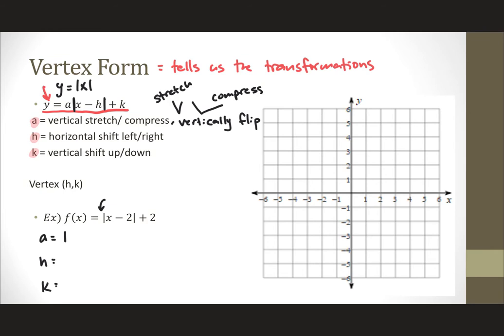Now we come to H and K. H and K are the easiest to spot and the easiest to move, but you have to be careful. Let's go K. K is the absolute easiest. It's just right there. Ta-da. K is 2. This means we are going to have a shift up. The whole graph is going to move up 2 units. Nice and easy. Now H is the one you have to be careful with.